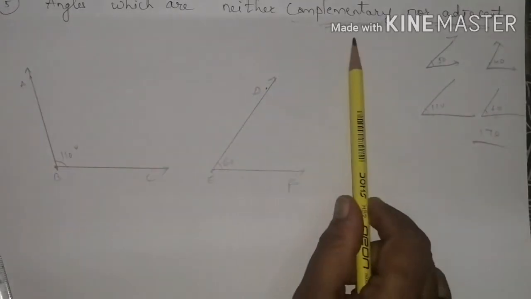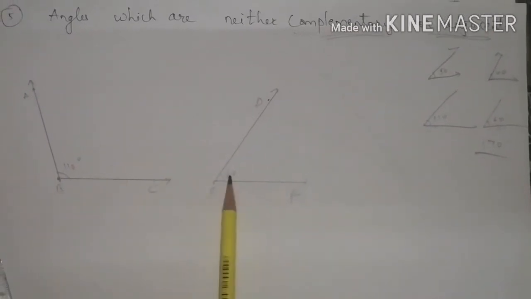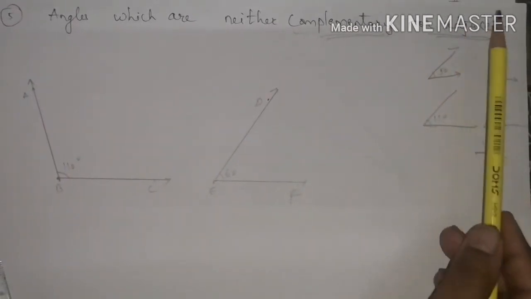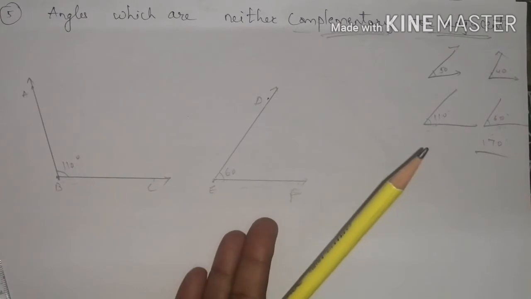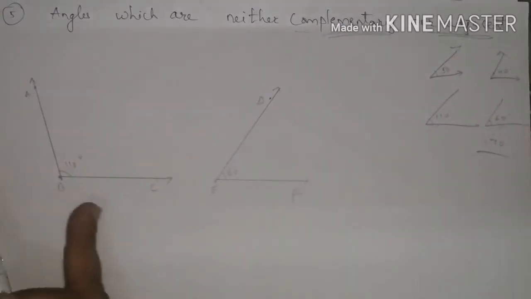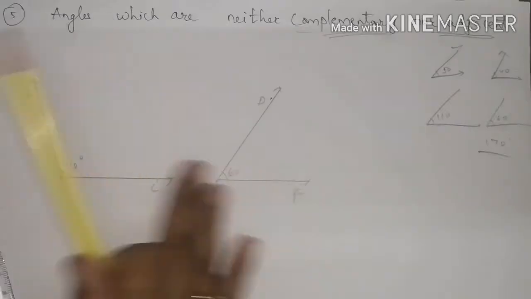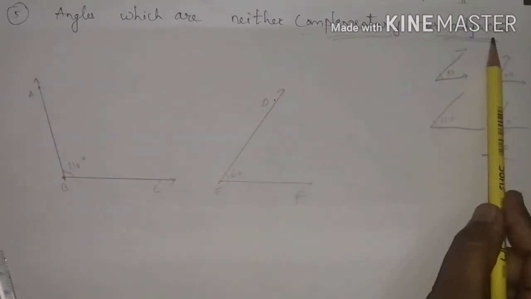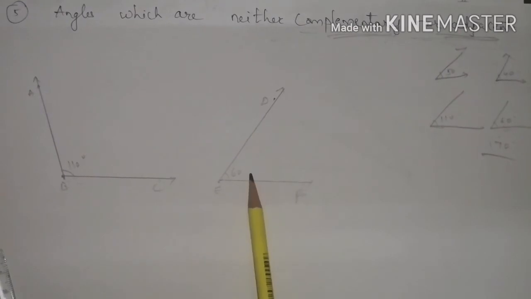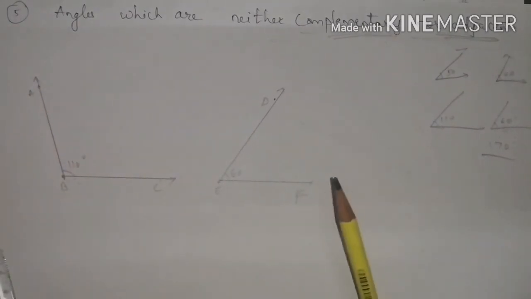They are neither complementary, means their total is not coming 90 degree, neither they are adjacent. Adjacent means their interiors are completely, sorry, they do not have a common arm, they do not have a common vertex, they are completely separately drawn. So they are neither adjacent, neither they are complementary. So we have done with the fifth question. Let's move to the sixth one.